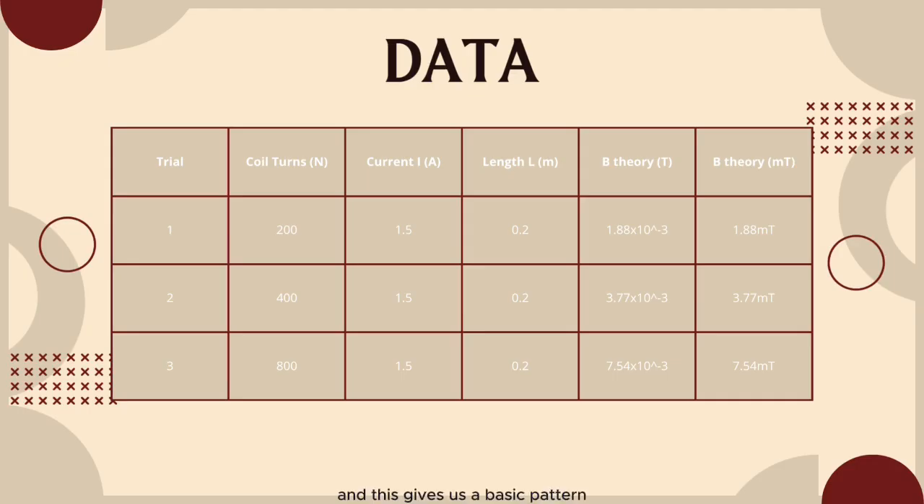And this gives us a basic pattern. Every time we doubled the number of turns, the magnetic field basically doubled too. And that's essentially the big takeaway from this experiment, or this slide. So overall, this slide is just laying out the data that we were working with, and it shows that coils with more turns produce stronger magnetic fields.